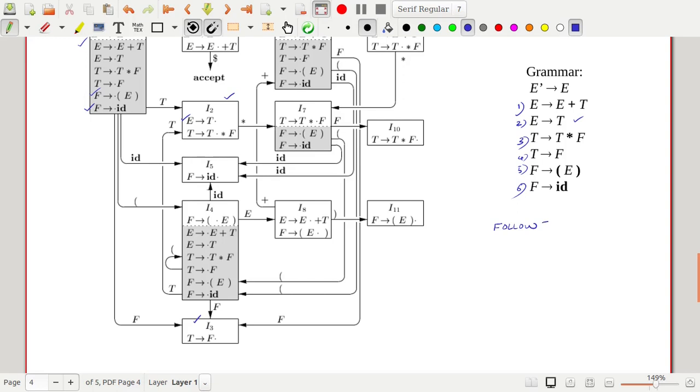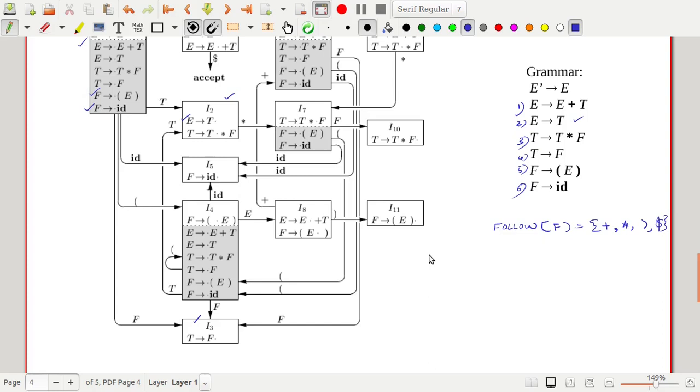Compute Follow of F. What will Follow of F be? We had done an example earlier, and in this case we had already computed the first and follow. What was its value? Follow of F is equal to the set plus, comma, star, comma, bracket, comma, dollar. This was the follow for F that we already did in this example.